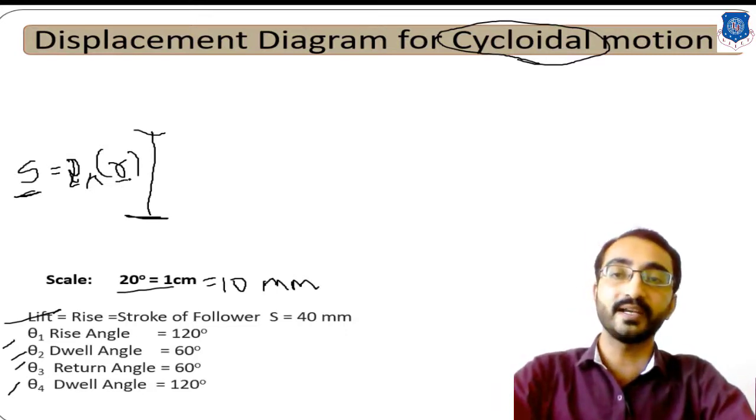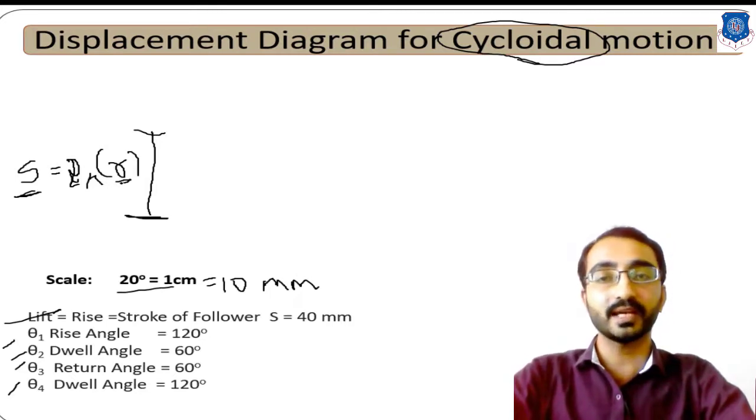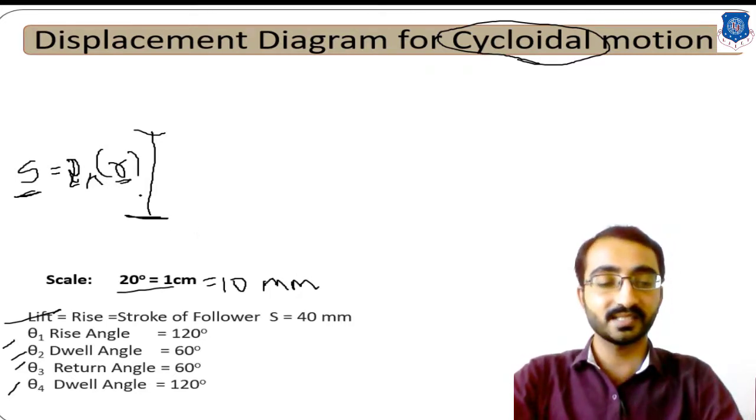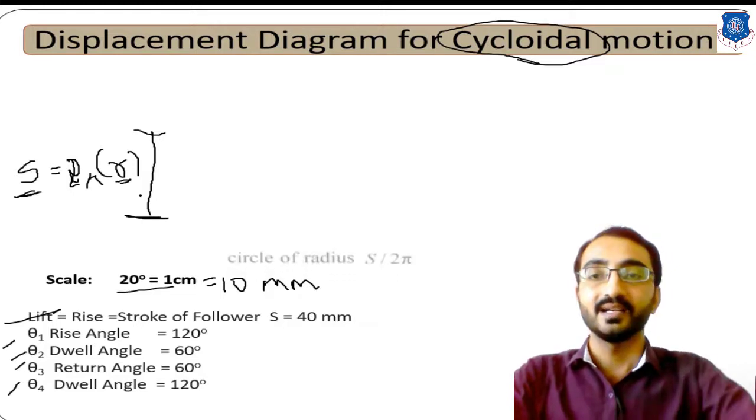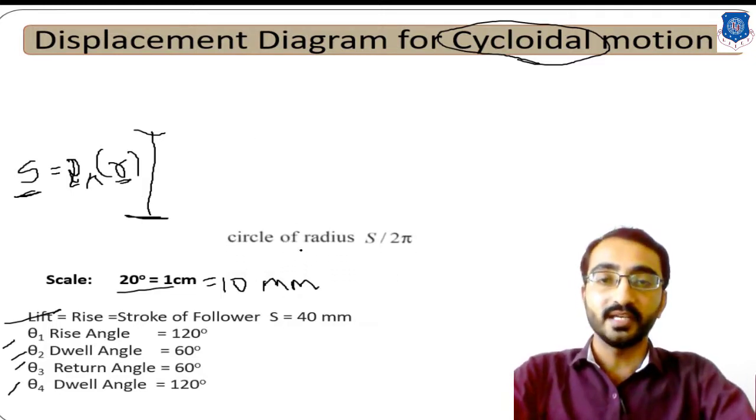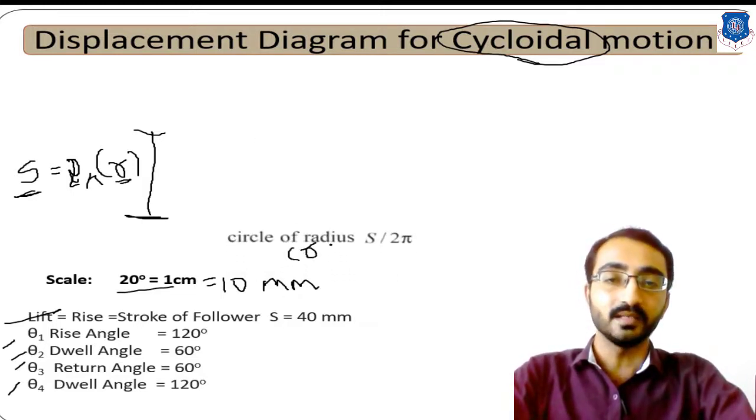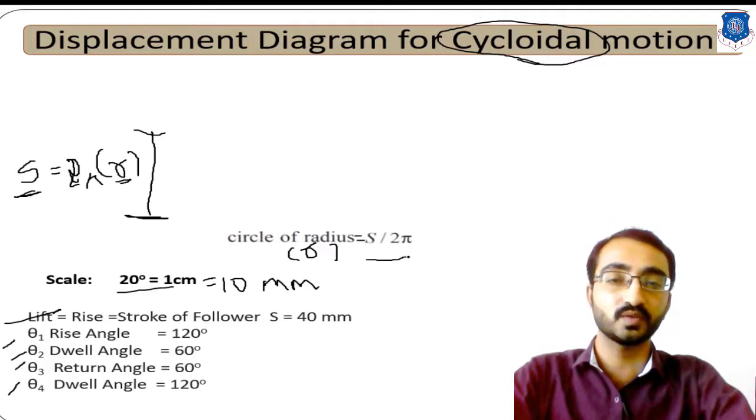So you need to find out this radius. You can calculate this radius by using this simple equation: the radius of the circle, r, is equal to s upon 2 pi. So r is equal to s upon 2 pi. By using this formula you will calculate the radius of the circle. Over here the stroke is given as 40 mm, so you need to put this value of 40 mm divided by 2 pi, that will give you the radius of the circle.